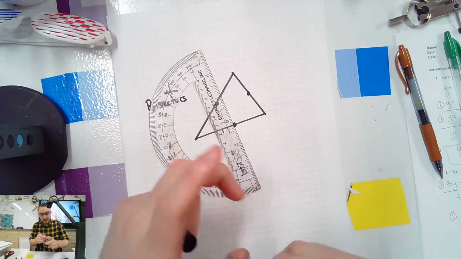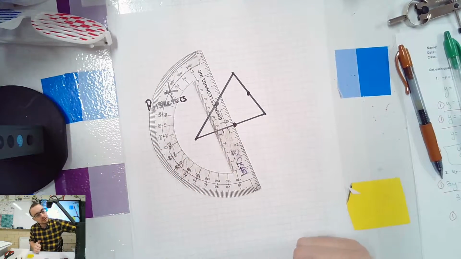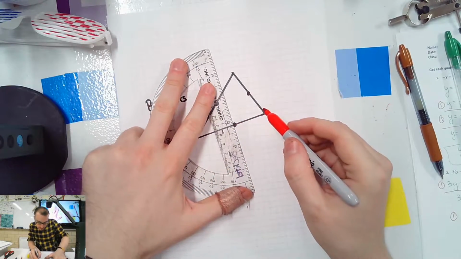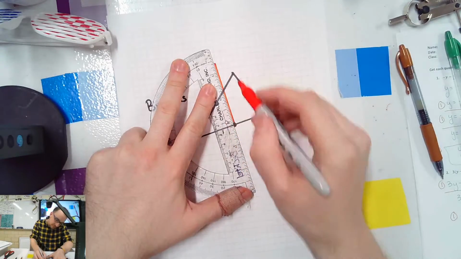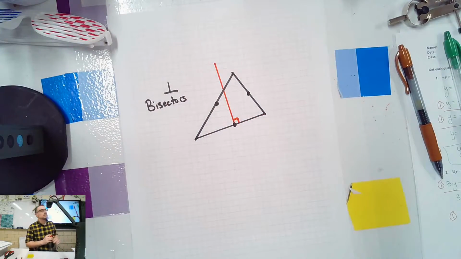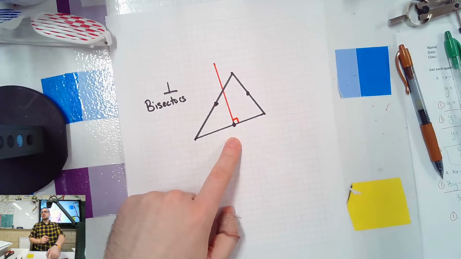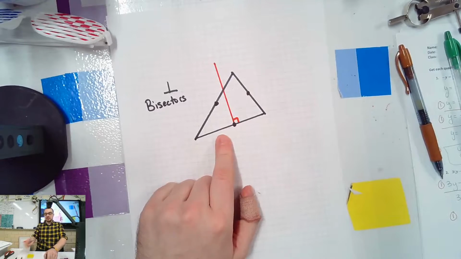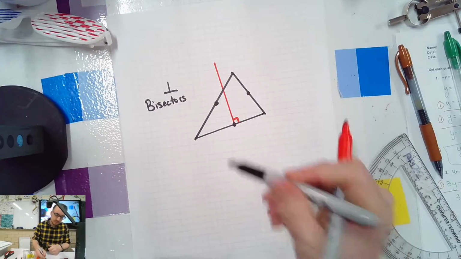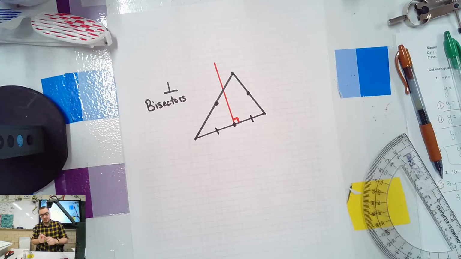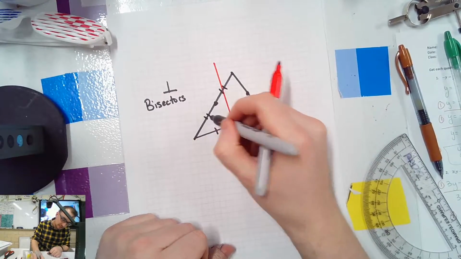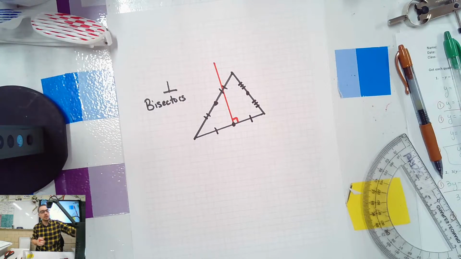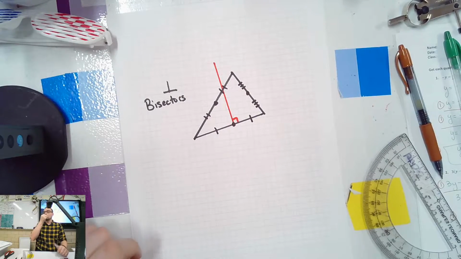So this looks about 90 to me. Let's use red. Actually, that looks more about 90 to me. So that red line that I just drew is a perpendicular bisector. It's called a perpendicular bisector because it's perpendicular and it bisects the side, right? Same thing with these other sides. Is everybody cool with just that one? Okay, cool. Again, I think things get overwhelming when we draw them all at once.